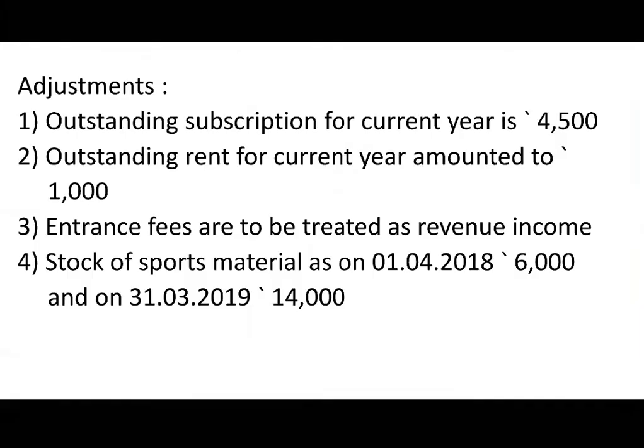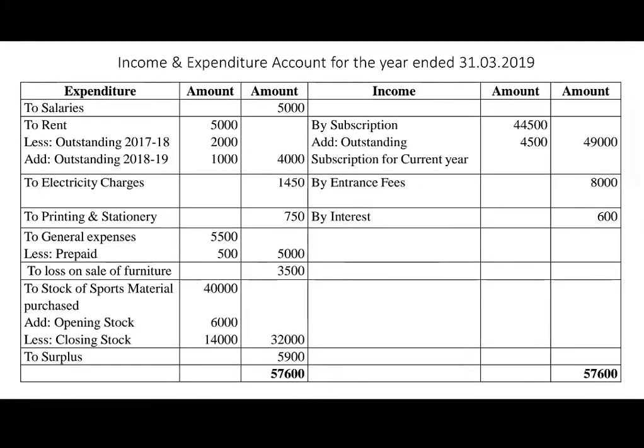So that 40,000 we recorded in expenditure. In this I have added the 6,000 opening stock which is given in the adjustment, and less the 14,000 closing stock which was given in the adjustment. Now 40,000 plus 6,000 is 46,000 and 46,000 minus 14,000 is 32,000. So whatever remains will be recorded in the second column of the amount. Is it clear to everyone? Stock of sports material purchased, in that you are going to add opening and less closing stock.